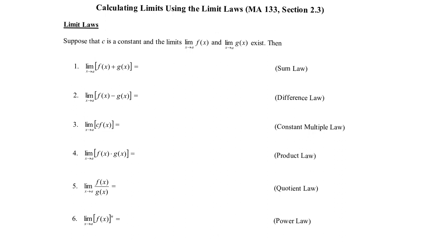So this first law is called the sum law, and basically it says that the limit of a sum of functions turns out to be the sum of the limits. So we have this. The limit of the sums is the sum of the limits. And it just says that we don't have to combine these functions and then take the limit. We can just evaluate the limit of each of these functions and then add them.